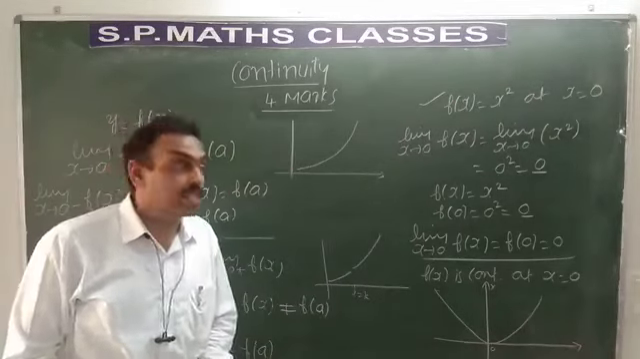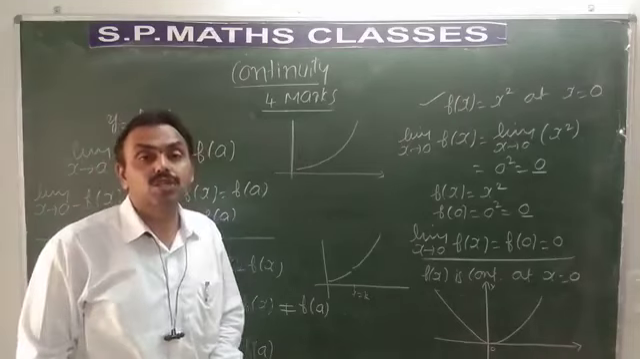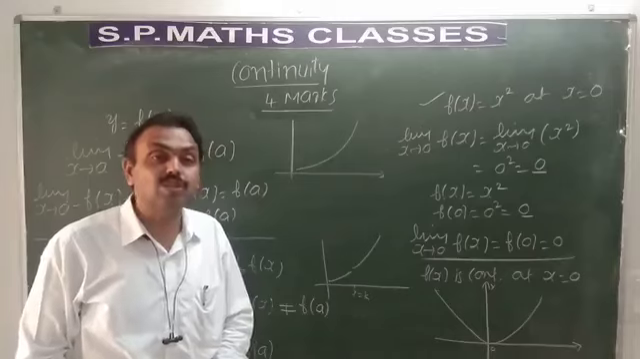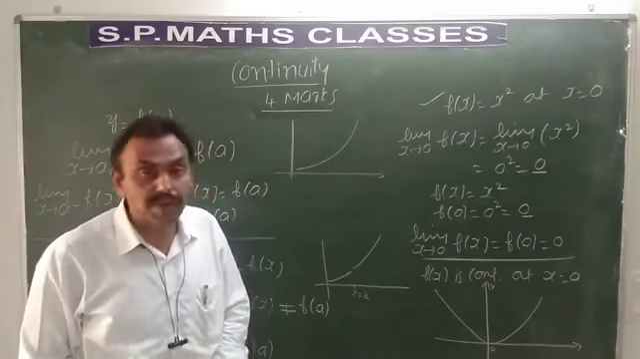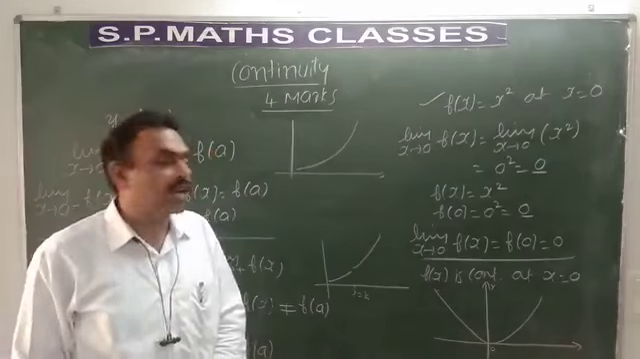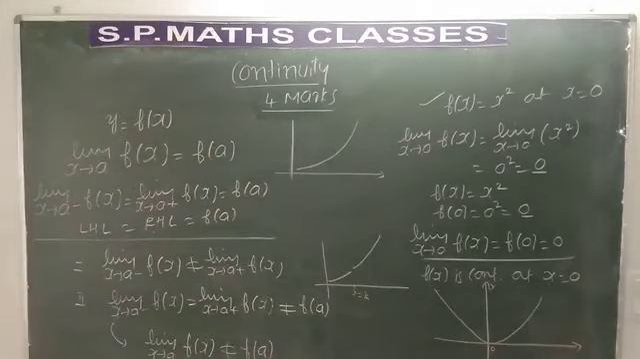Remember, a function is said to be continuous if limit as x tends to a, f of x is equal to f of a. Suppose it is asked at x is equal to 0, limit as x tends to 0, f of x is equal to f of 0. That's what we have proved, and we have drawn the graph also. So a function is said to be continuous at x is equal to a if limit as x tends to a, f of x is equal to f of a. A function is said to be discontinuous at x is equal to a if limit as x tends to a, f of x is not equal to f of a.